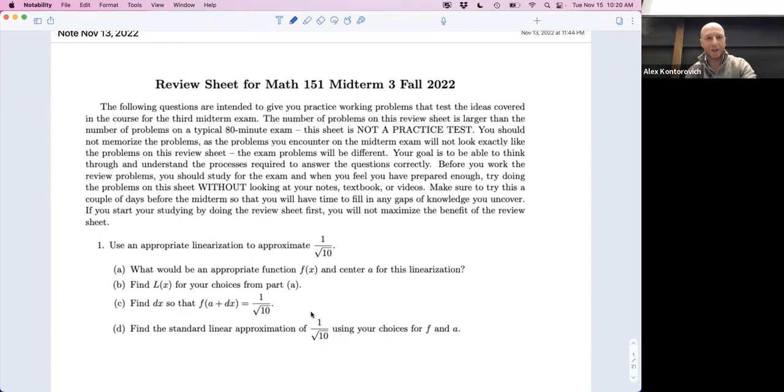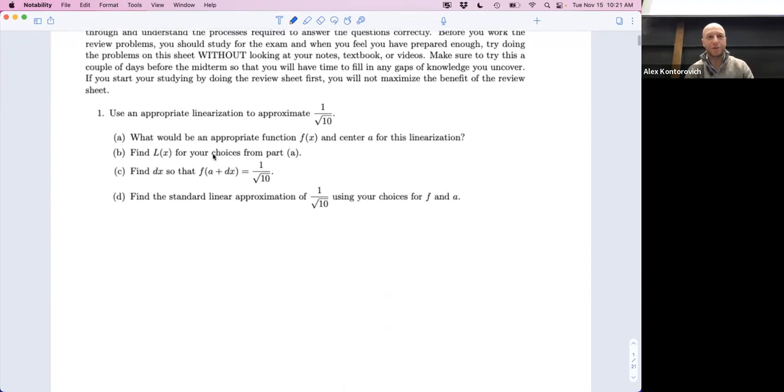Okay. Number one, use an appropriate linearization to approximate 1 over root 10. I don't know what 1 over root 10 is. I know what 1 over root 9 is. So my function, what would be an appropriate function? Okay, I'm going to say f of x is 1 over root x. And I'm going to say a equals 9, because I know what f of 9 is.